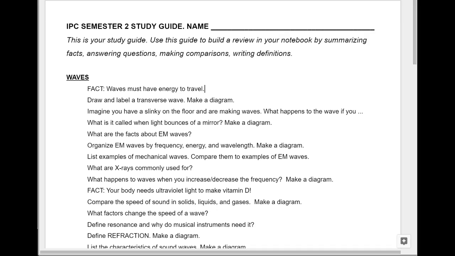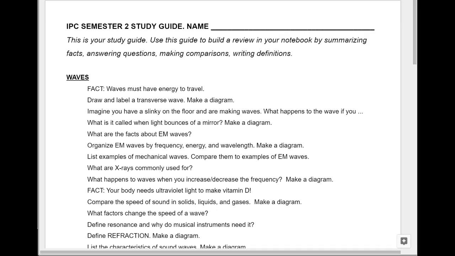Let me reiterate that I expect you to use this guide to build a review in your notebook that summarizes the facts, answers the questions, gets the definitions, makes comparisons, and adds helpful diagrams. You need to use your notebook as a study tool to help you be successful on the next exam.